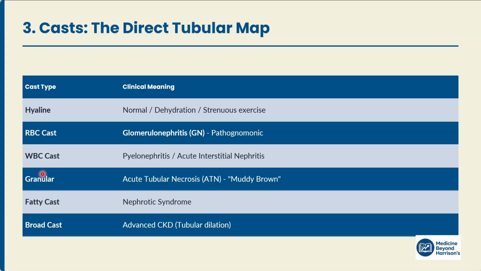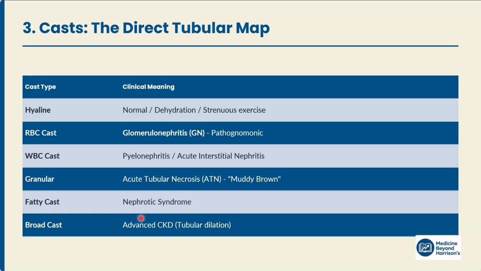Fatty casts can be seen in nephrotic syndrome, where lipid gets passed through the glomerular basement membrane, combines with the proteins in the tubules and forms casts. Broad casts can be seen in advanced CKD due to tubular dilatation. So the tubules get dilated. That is IFTA-GS, interstitial fibrosis, tubular atrophy, and glomerular sclerosis, the pathogenesis of CKD.